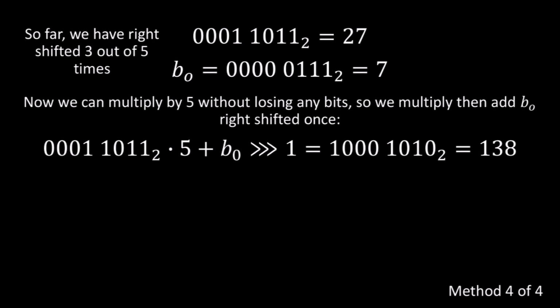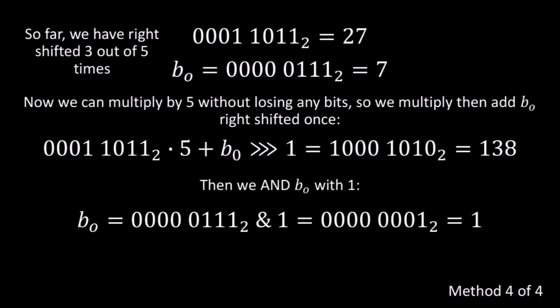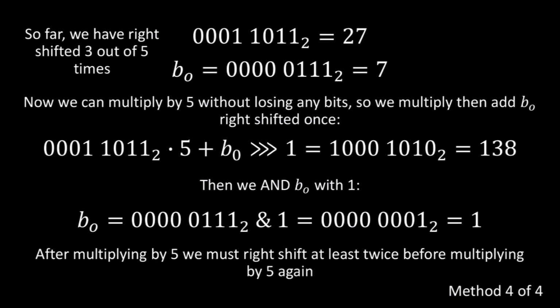So 27 times 5 equals 135, and B0 right shifted once equals 3, which then can be added together to give 138. Then we AND B0 with 1, so 7 ANDed with 1 gives us 1, so B0 now equals 1. After multiplying by 5, we must right shift again at least twice.